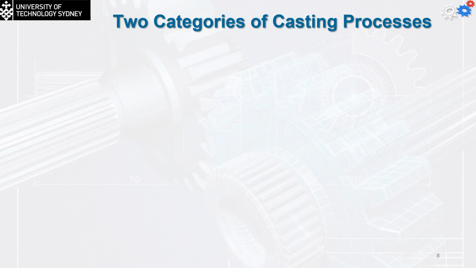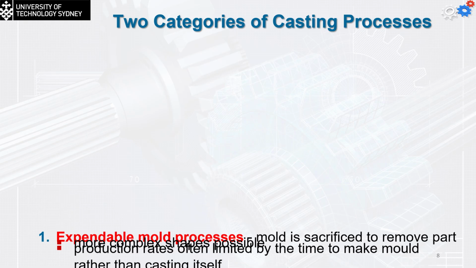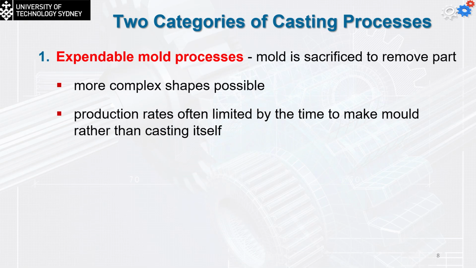The two categories of the casting processes, we have two types. The first one is going to be the expandable mold processes. That means our mold is going to be sacrificed in order to remove the part out. Usually can achieve more complex shapes. Also, the production rate often is going to be limited by the time to make the mold rather than the casting itself.